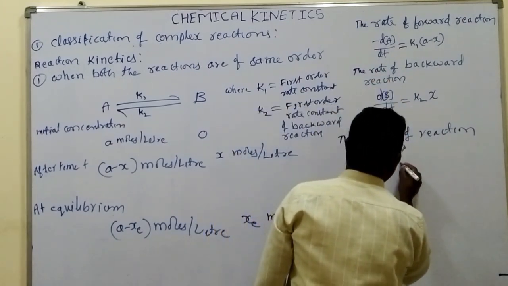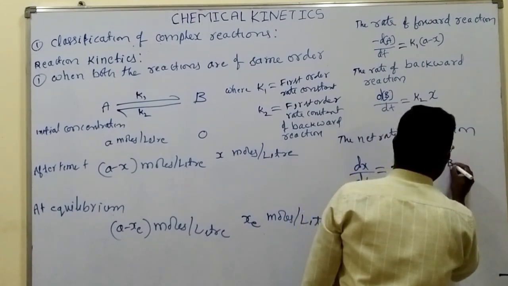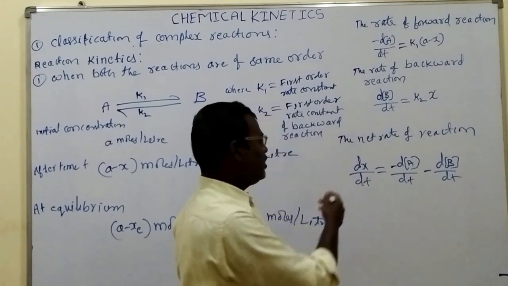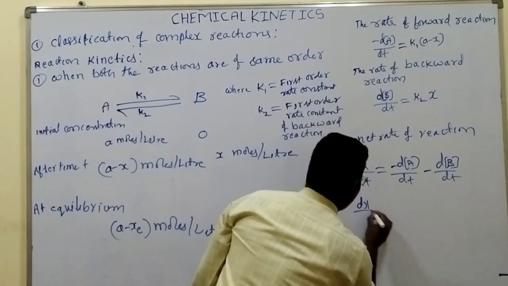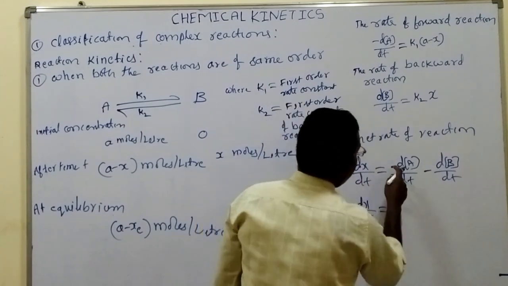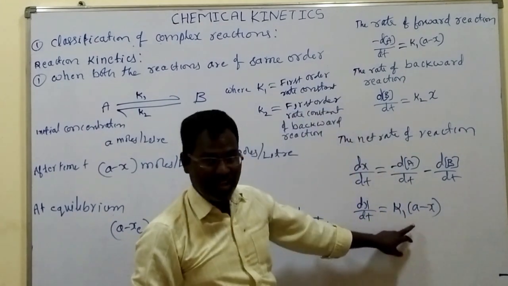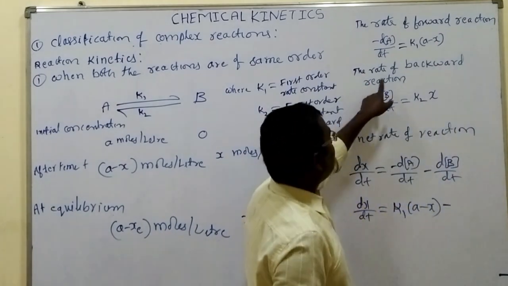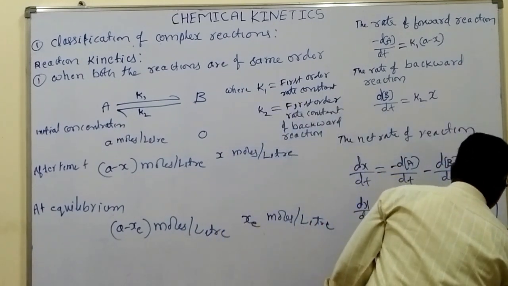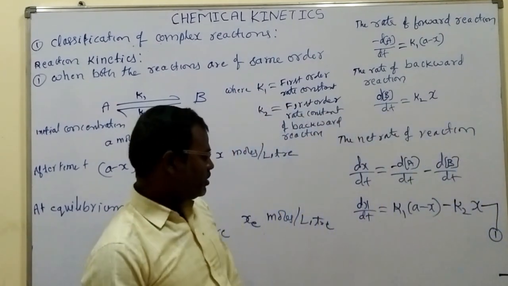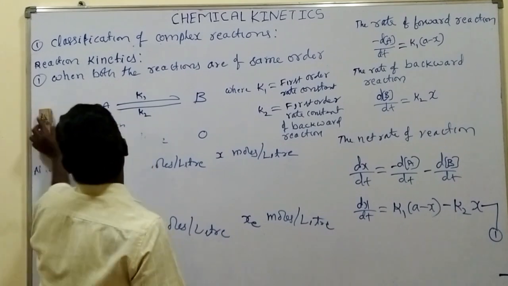So we can write minus dA by dt minus dB by dt. Now we have to substitute these values. dx by dt is equal to minus dA by dt, which is K1 into A minus X, minus the rate of backward reaction, K2 into X. This is equation 1. Just copy these things. I am erasing it, so let me see what happens later.